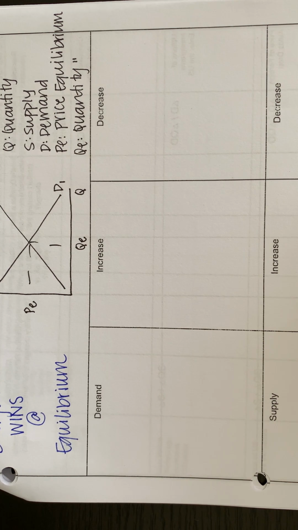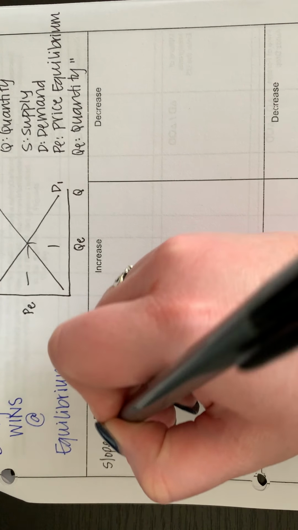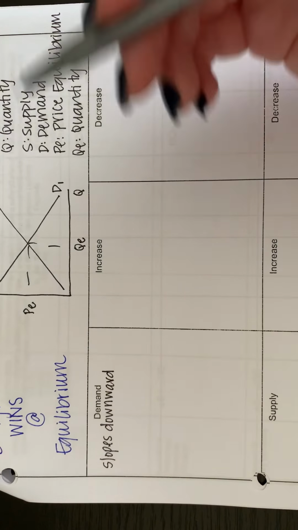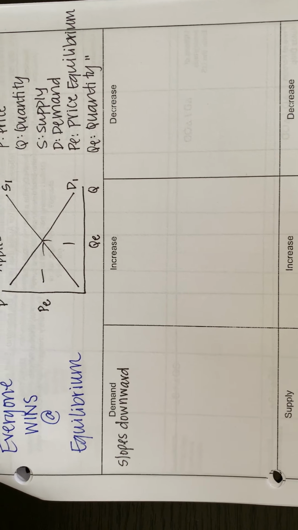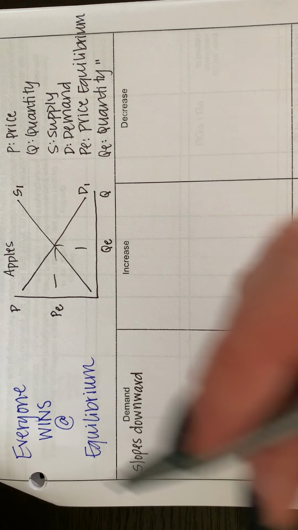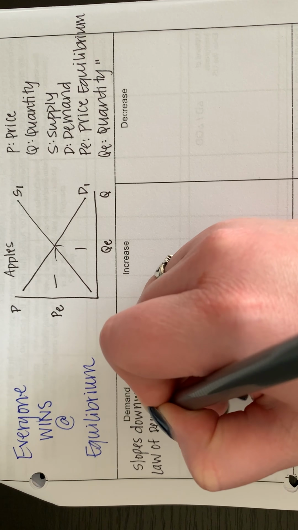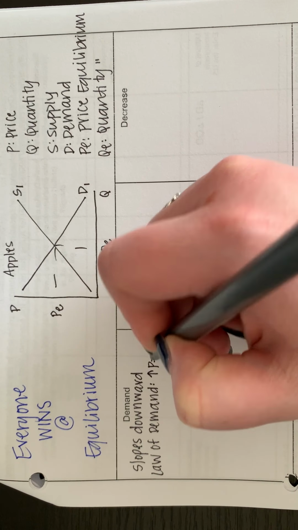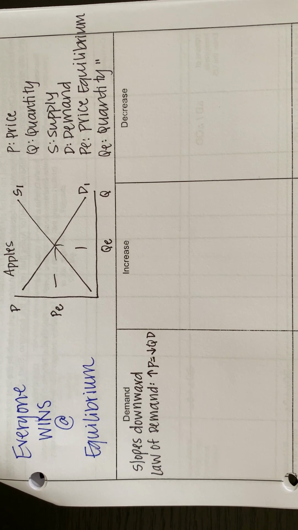So we're going to start with demand. So demand, the demand curve slopes downward. Okay, we have this downward slope on our demand curve because our law of demand is inverse, meaning they're opposite. So our law of demand, which hopefully you guys found in your notes, just states an increase in price equals a decrease in the quantity that we demand. And that's a true statement.